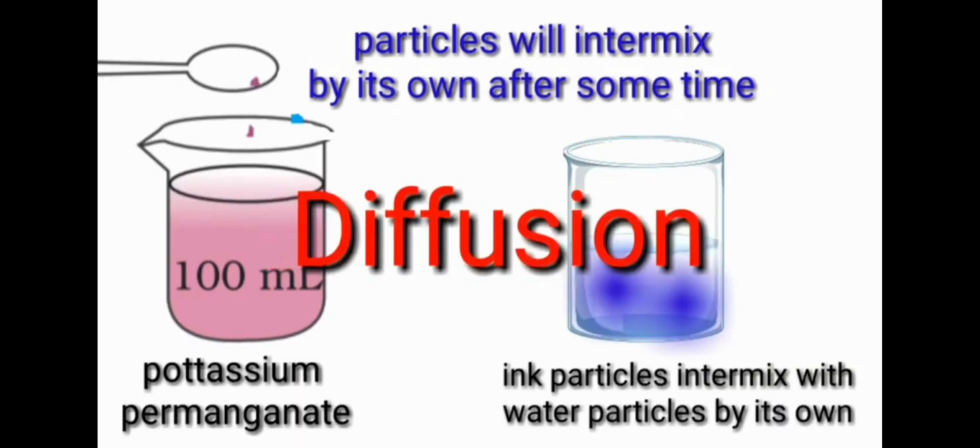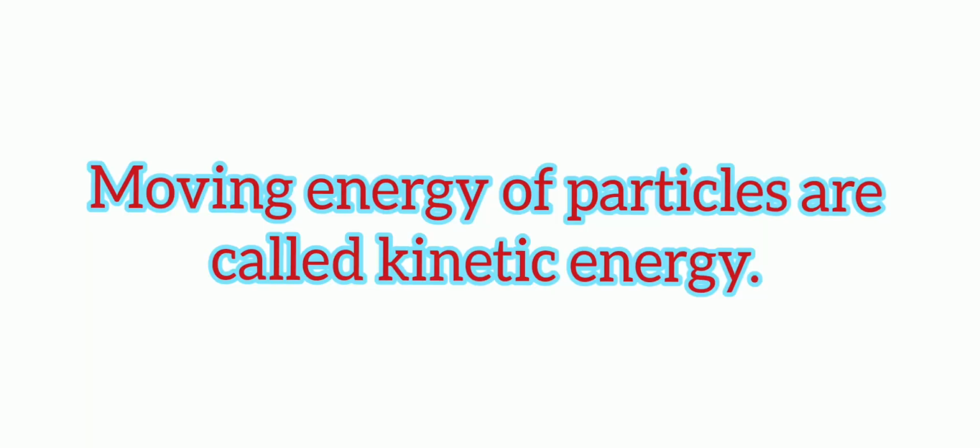Fragrance of perfume can be sensed even from a distance, right? This is due to diffusion of fragrance of perfume particles into particles of air. When we add potassium permanganate or blue ink to water in the beaker, definitely particles will intermix on their own after some time. This intermixing of particles of two substances on their own is called diffusion. Now let's conclude that particles of matter are continuously moving.